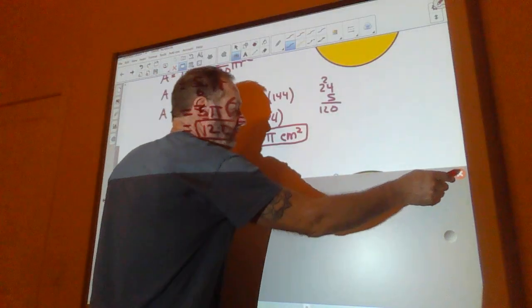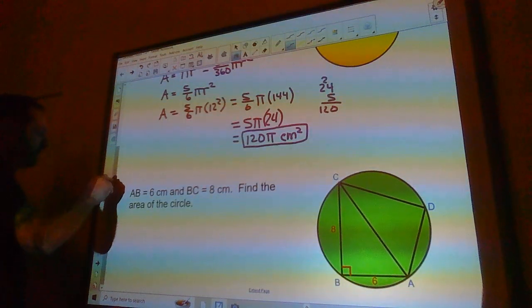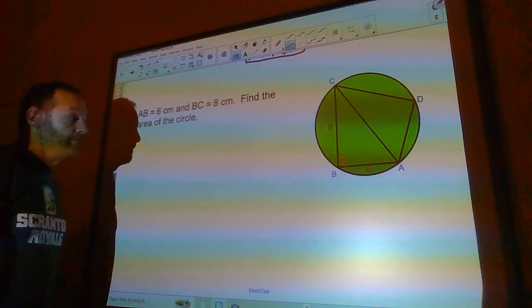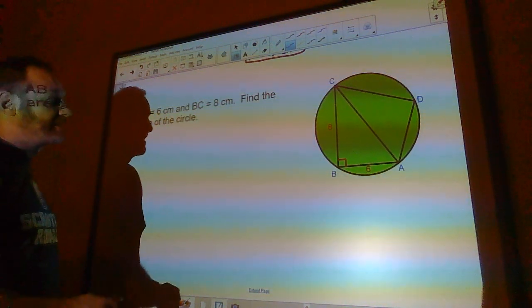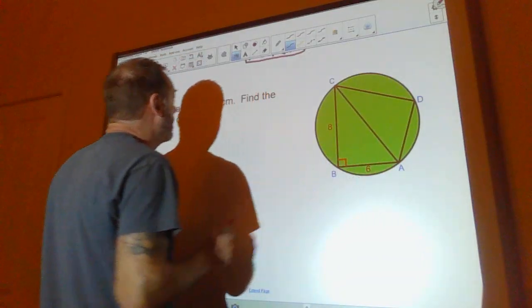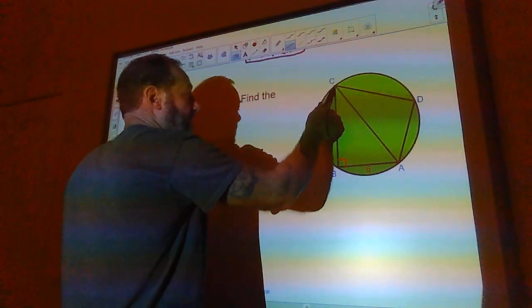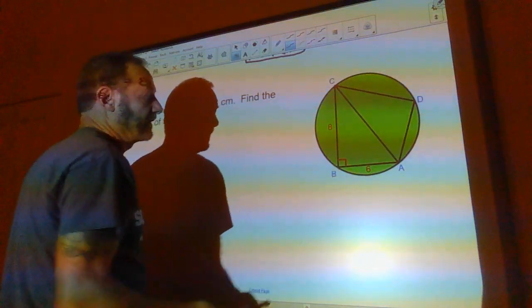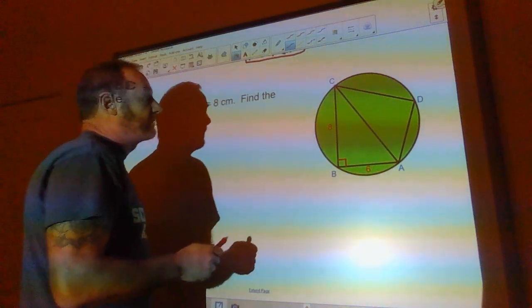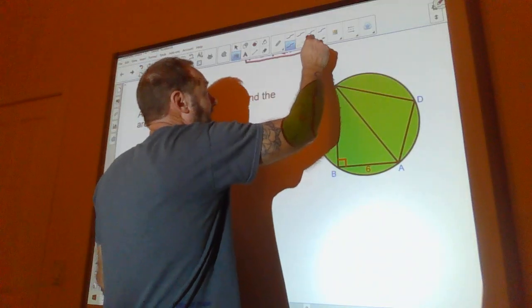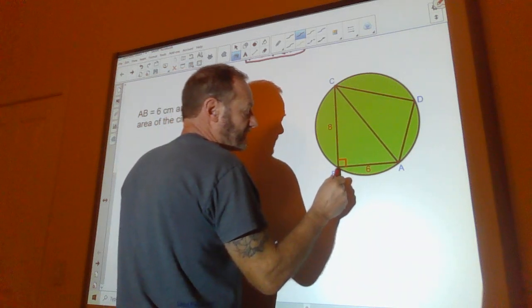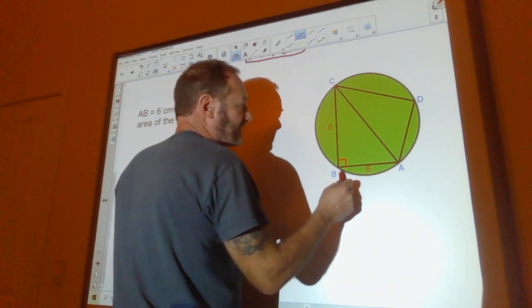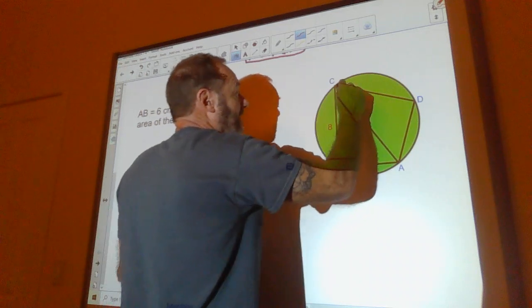Okay, let's move right along to our next figure. We've got this circle right here. We know that AB is 6. Okay, this is 6. We know that BC is 8. And we know it's a right triangle. Now, this is important to know it's a right triangle because if this is an inscribed angle, because its vertex is right here on the circle, that tells us its intercepted arc is 180 degrees.